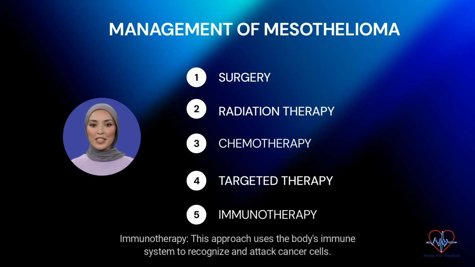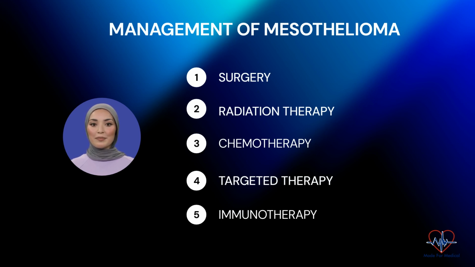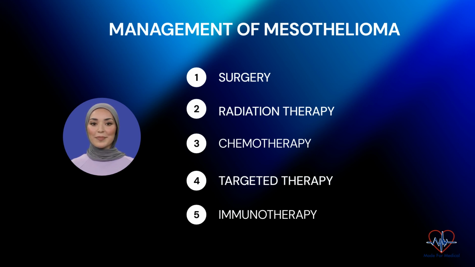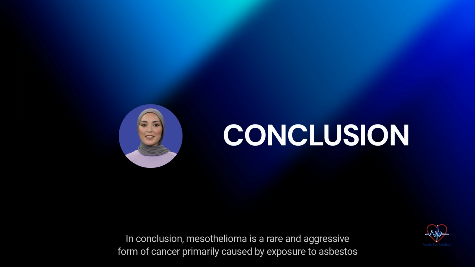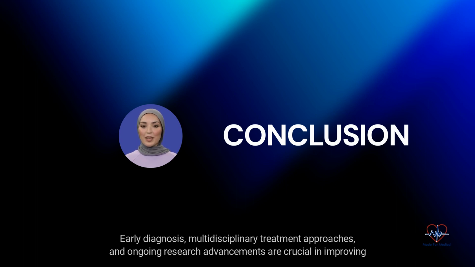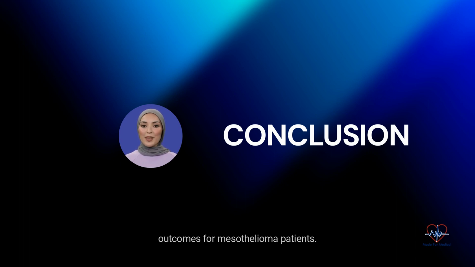Immunotherapy. This approach uses the body's immune system to recognize and attack cancer cells. Immunotherapy can be used as a standalone treatment or in combination with other modalities. In conclusion, mesothelioma is a rare and aggressive form of cancer primarily caused by exposure to asbestos fibers. Early diagnosis, multidisciplinary treatment approaches, and ongoing research advancements are crucial in improving outcomes for mesothelioma patients.